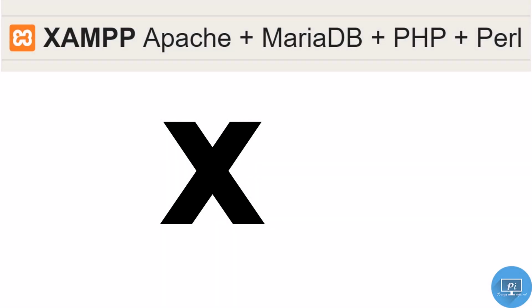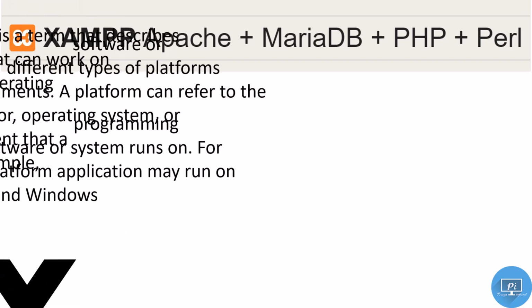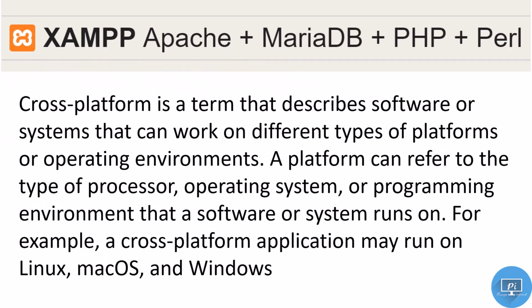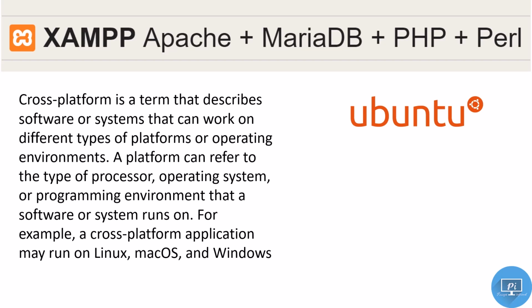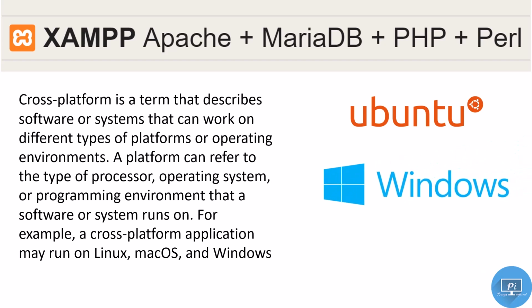Cross-platform is a term that describes software or systems that can work on different types of platforms or operating environments. A platform can refer to the type of processor, operating system, or programming environment that a software or system runs on. For example, a cross-platform application may run on Linux, macOS, and Windows.